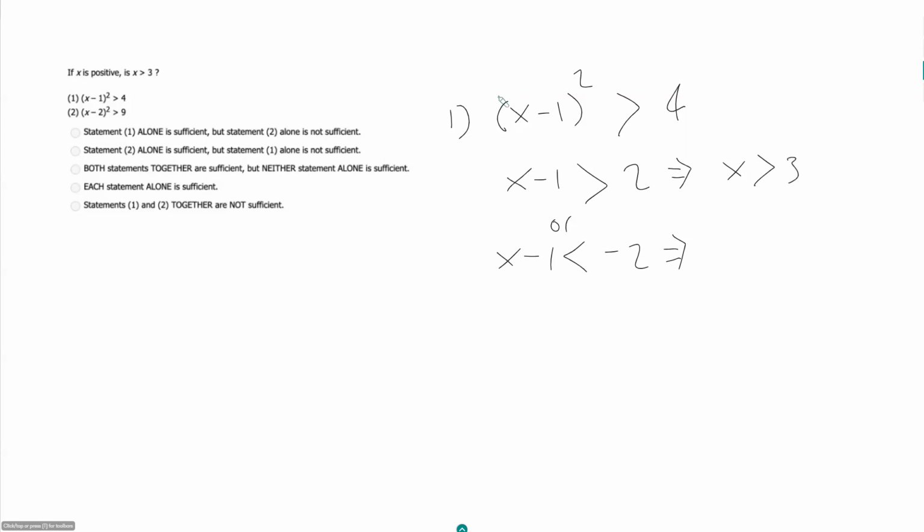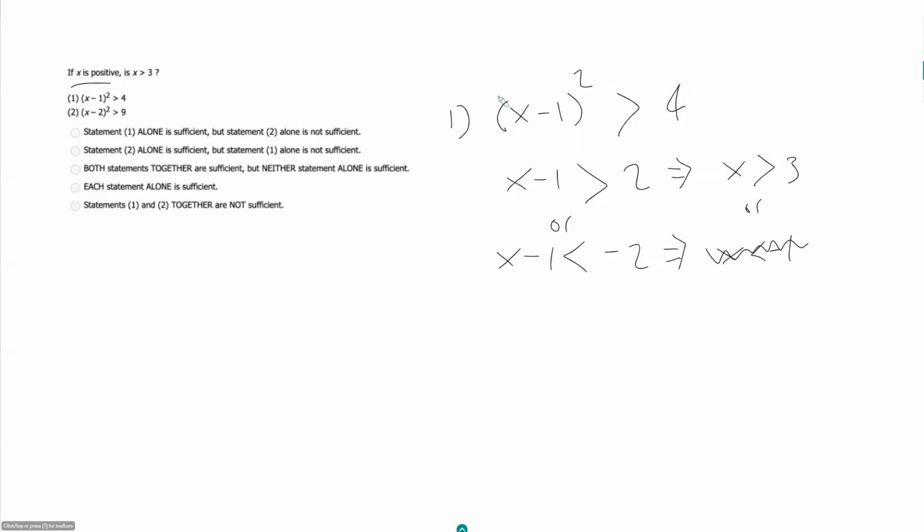Okay, that sounds familiar. And this here would be saying x is greater than 3 or x is less than negative 1. But don't forget, in our prompt, we are told x must be positive. So this guy here is not possible.